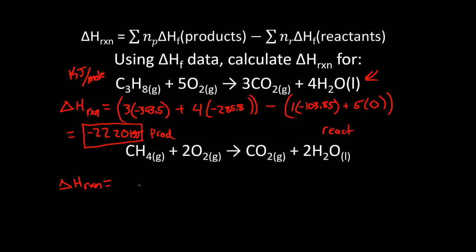So once again here, we're going to do products minus reactants. We have CO2. That was negative 393.5. If you notice, most of the stuff here is the same as the previous reaction. There's really only one thing that's different. The number of things that are reacting are also different. So we have 1 CO2 instead of 3. So we have 1 times negative 393.5 plus 2 times negative 285.8. So those are our products.